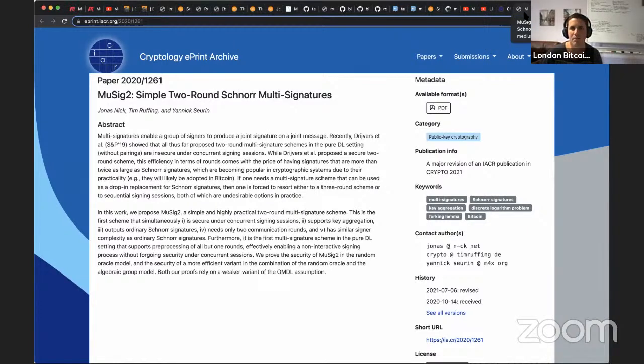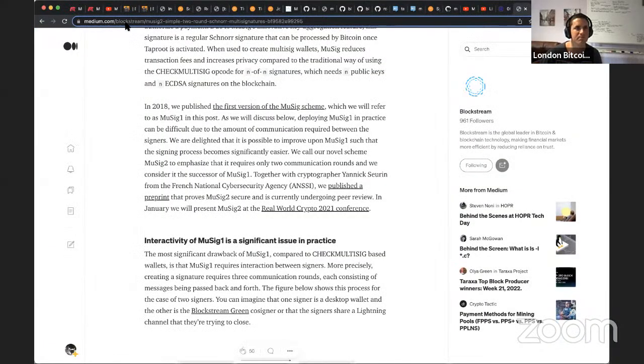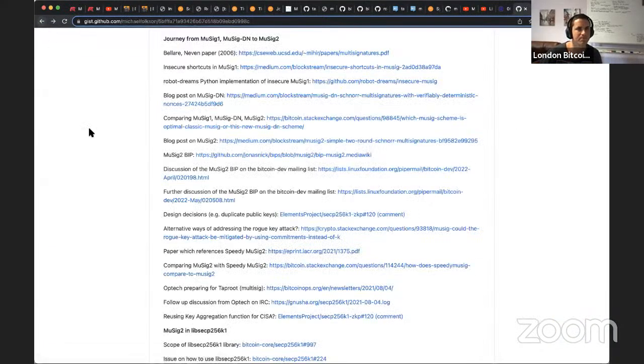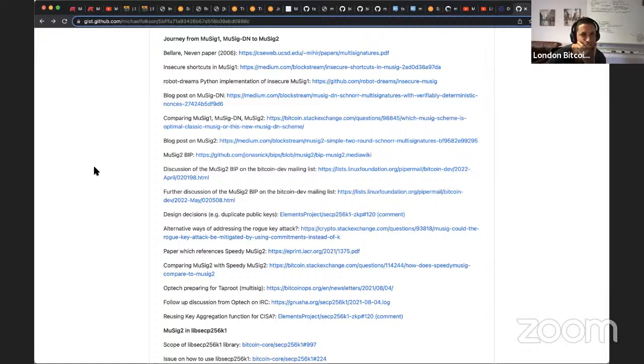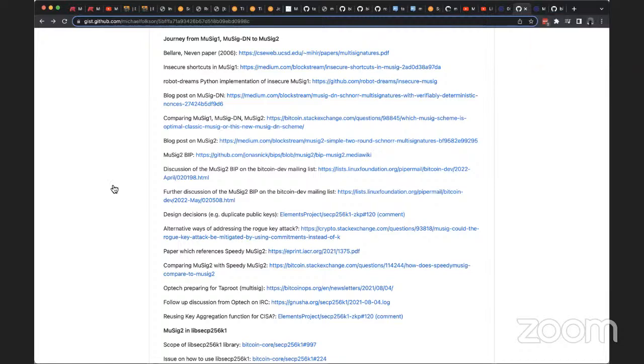MuSig2. Any other comments on MuSig2, Elizabeth? No. We'll actually get on to speedy MuSig. Yeah. That's an additional MuSig protocol. Okay, let's do that now, actually.